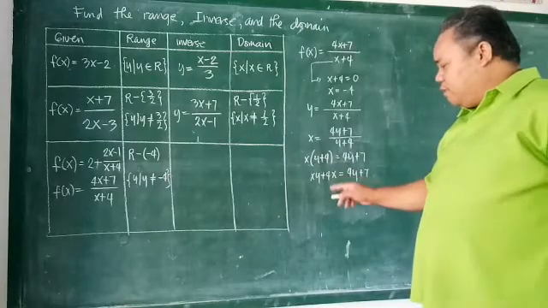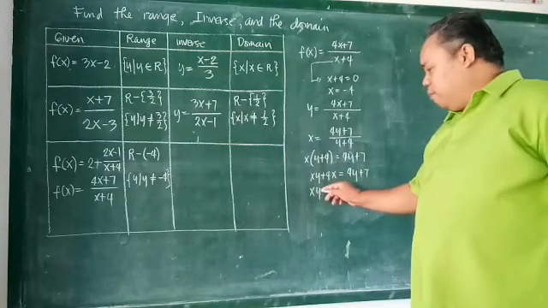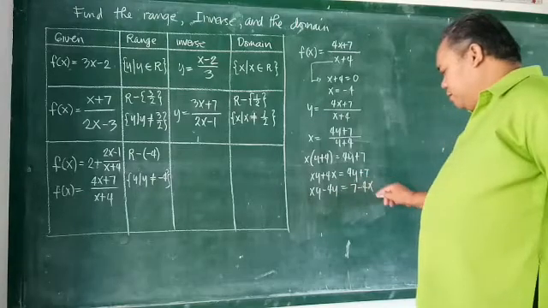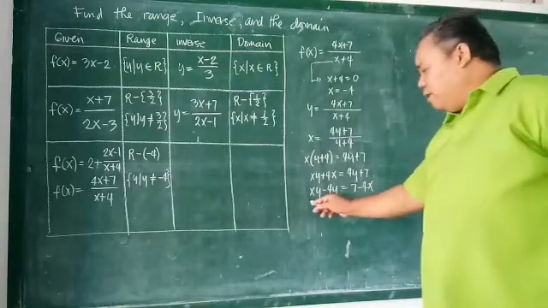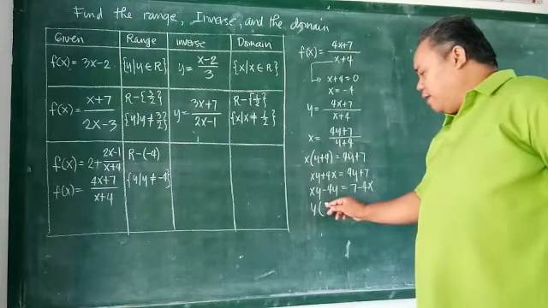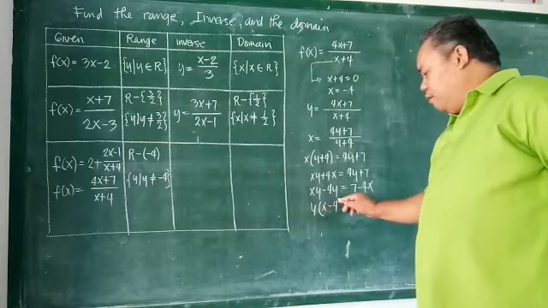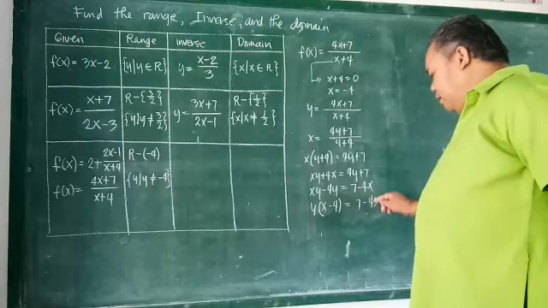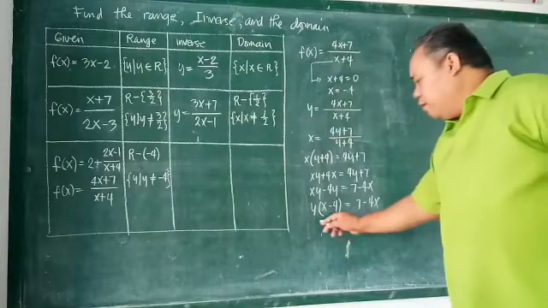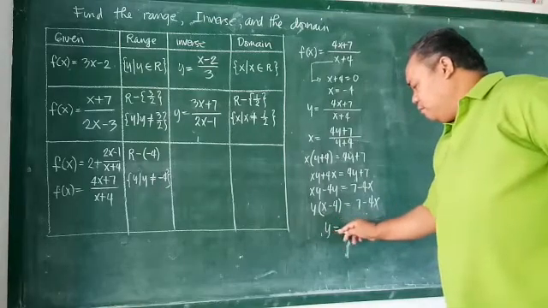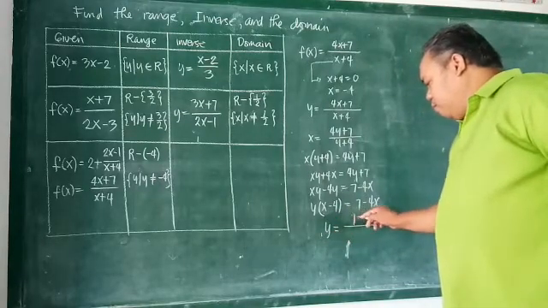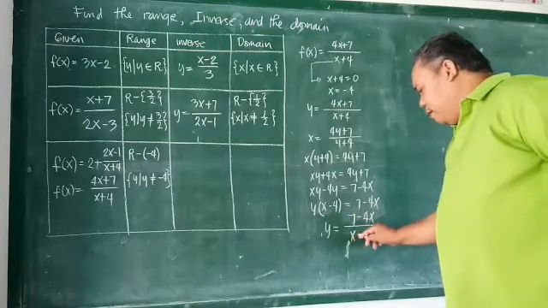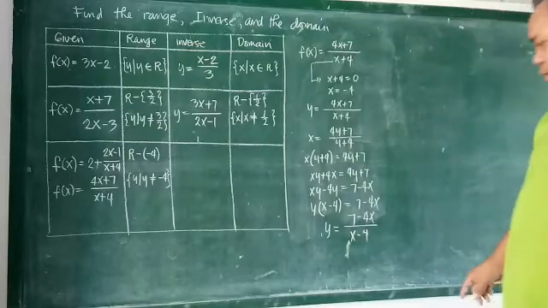You can exchange this one and this. This could be xy minus 4y, and this could be 7 minus 4x. Then factor out y. Y times (x minus 4) equals 7 minus 4x. Then divide both sides by x minus 4. This could be y equals (7 minus 4x) over (x minus 4). Now that will be your inverse.